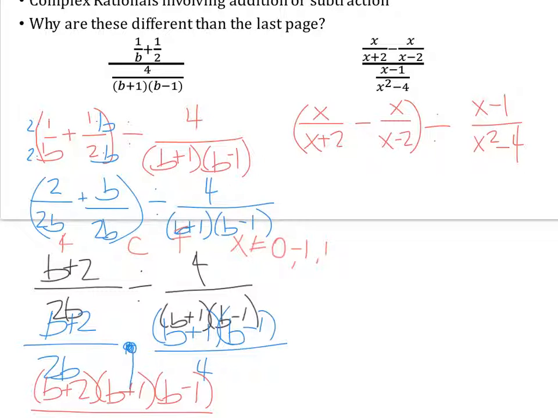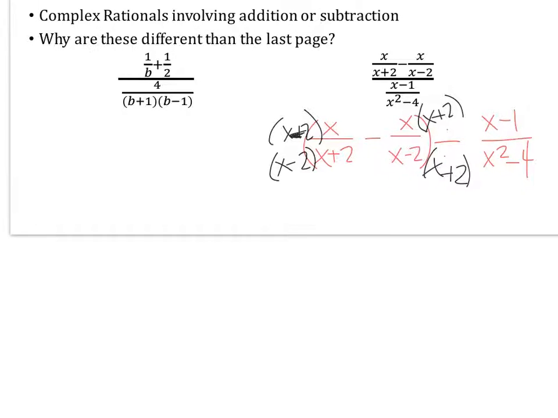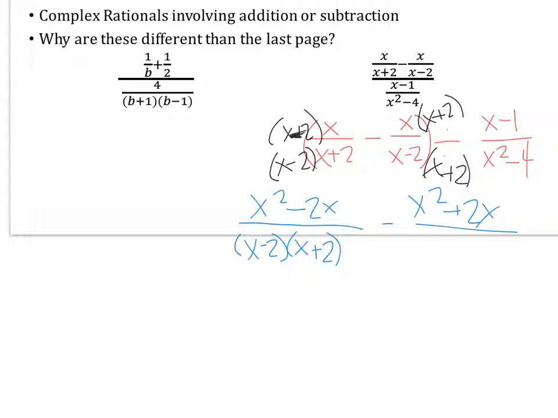Here I don't have common denominators, so I need to multiply again. That should be an x minus 2. x minus 2, and multiply this side, x plus 2, and x plus 2. But remember, I'm going to multiply through to the top, so that's going to be x squared plus or minus 2x, and I'm going to keep the bottom factored, so it's x minus 2, x plus 2, and I'm subtracting from it x squared plus 2x all over x minus 2, x plus 2.